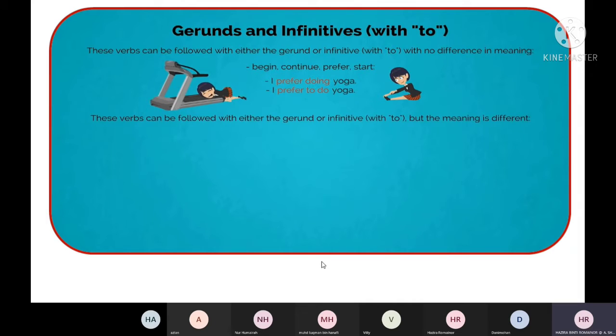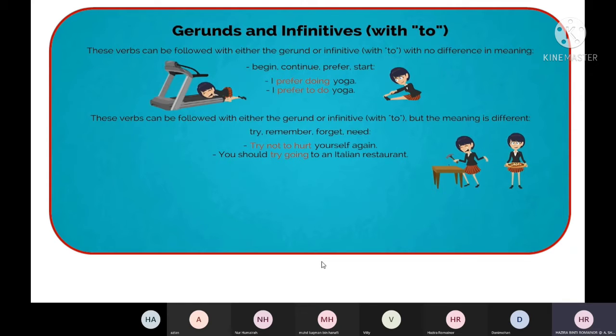These verbs can be followed with either the gerund or infinitive with to, but the meaning is different: try, remember, forget, and need. For example, try not to hurt yourself again. This means make an effort to do something. You should try going to an Italian restaurant. This means try something to see if you like it.